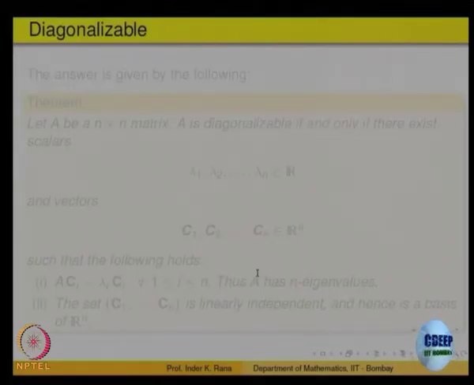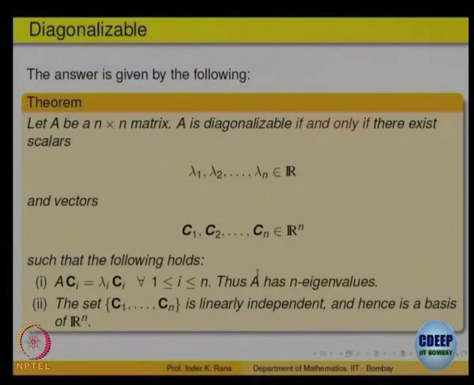And we stated a theorem, and actually we proved it partially also. So, let us just go through the proof again. If A is an n cross n matrix, then A is diagonalizable if and only if, so this is an if and only if statement, there exist scalars lambda 1, lambda 2, ..., lambda n and vectors C1, C2, ..., Cn such that the following holds.